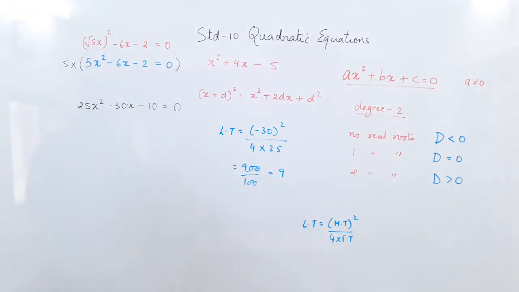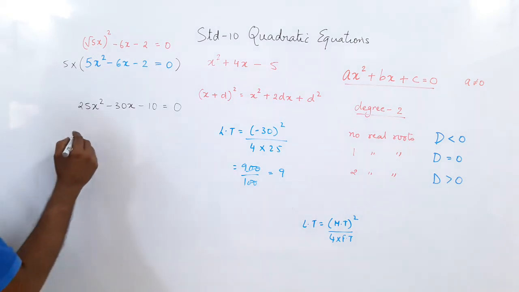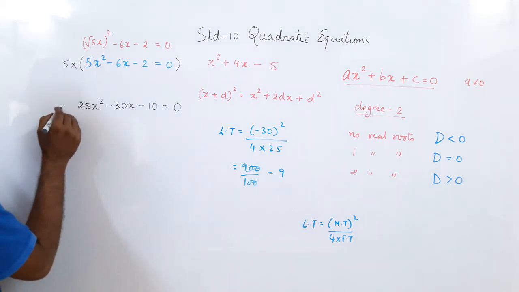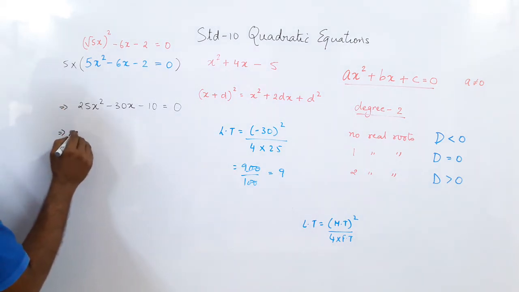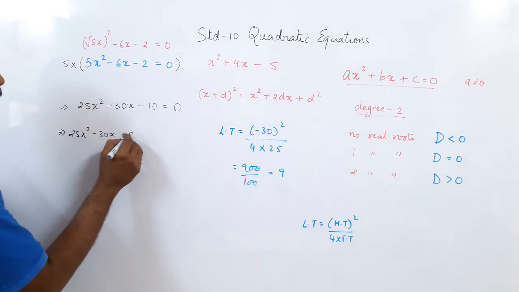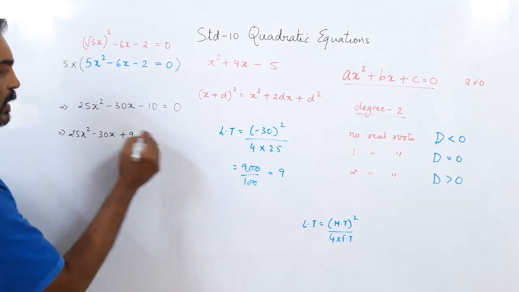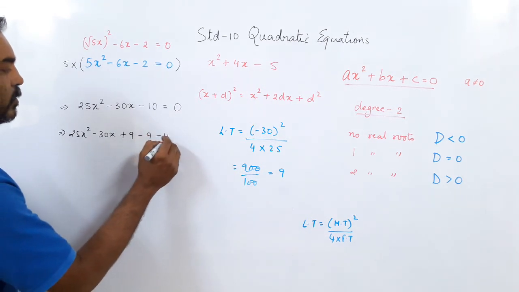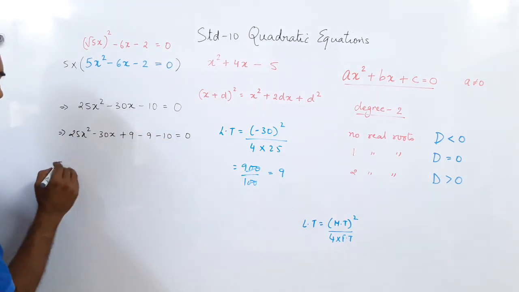Clear? So I got a 9 which I have to add. So this becomes 25x square minus 30x plus 9. The last term I found is 9. So I put a minus 9, minus 10 equal to 0.